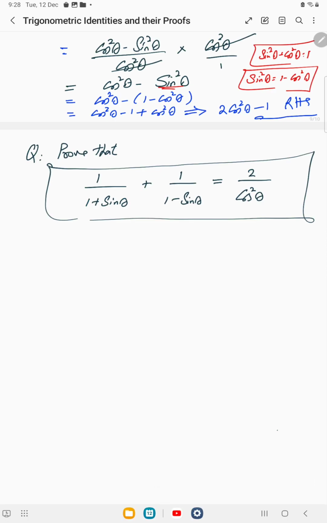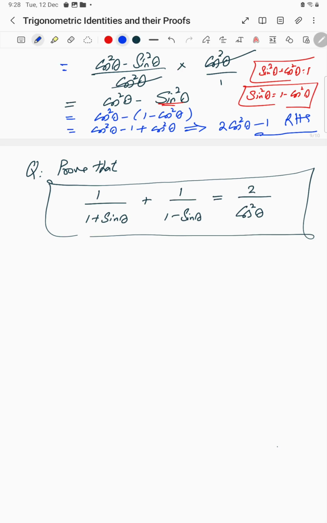Okay, finally guys, we can solve this question as well. This again is a trigonometry identity proof. Take your left hand side to prove your right hand side, because here we have two fractions and the result we have is a single fraction. So as per the rule, we need to write these two fractions as a single one, like taking LCM.